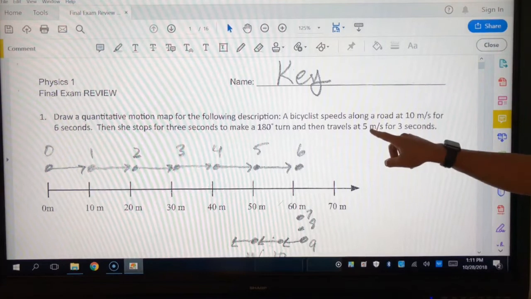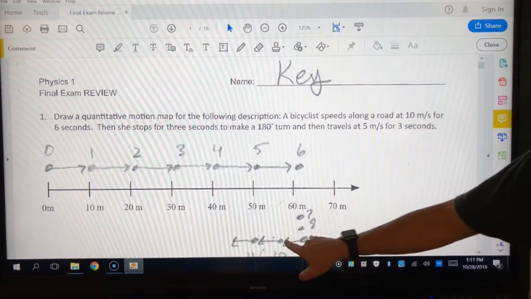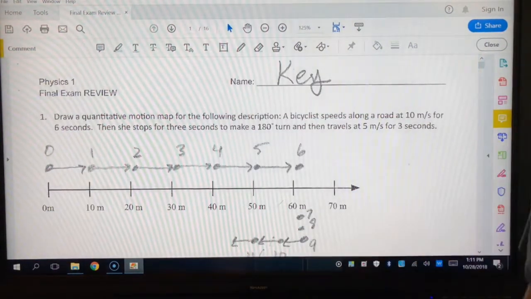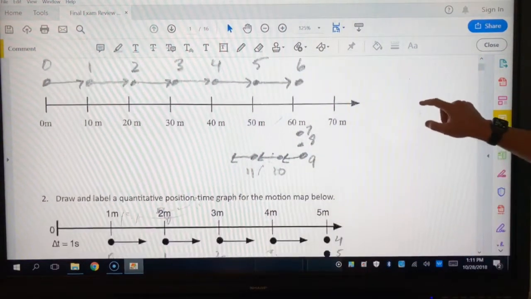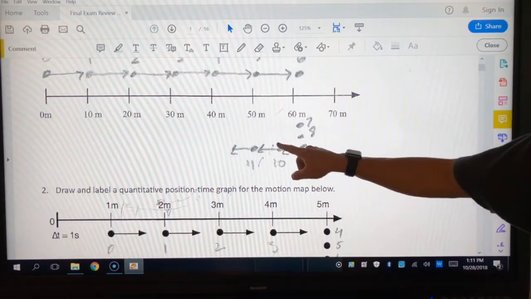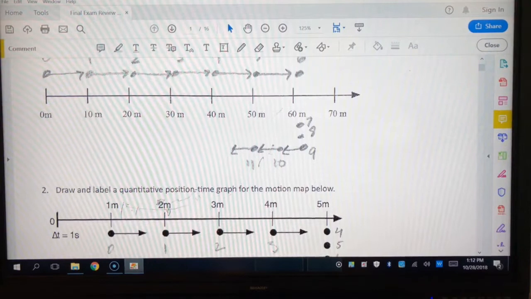times. And notice this time it's only 5 meters per second. So the length between the dots here is shorter than it is for the others. Notice that these are a full 10 and these are only 5 as they go through. So that's what you want to see.